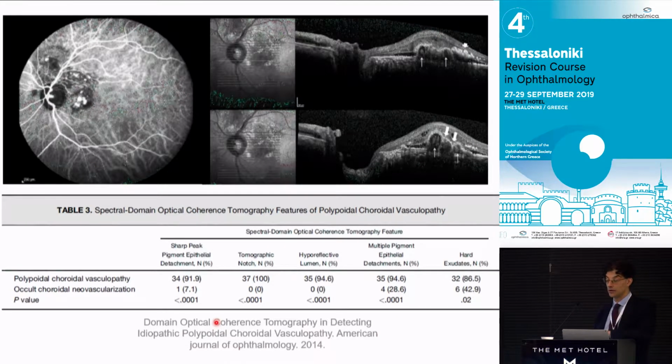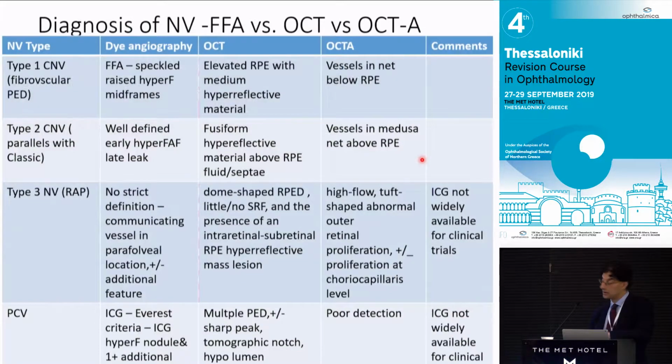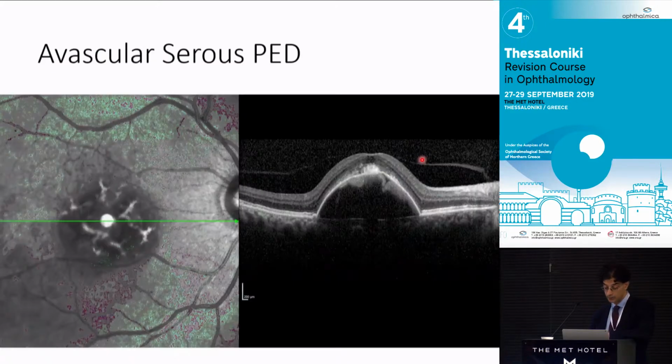And it does occur in Caucasians, and we do see the pure form in Caucasian patients and not just patients with pigmented skin. So this is the sharp peak PED, the notches in the white arrows in between, and then these lumen-like changes in the middle. So if you see that, do an ICG, they may well have polypoidal. And this slide just summarizes some of those features I've just shown between type 1 CNV, type 2, RAP, chorioretinal anastomosis, and polypoidal choroidal vasculopathy.